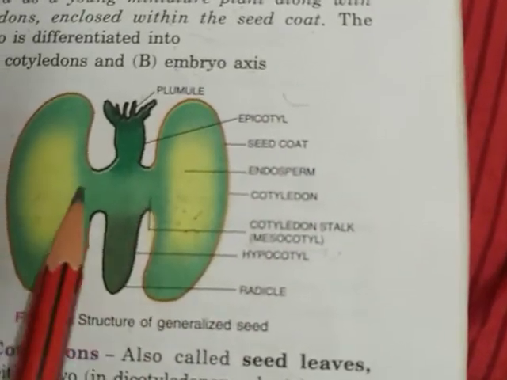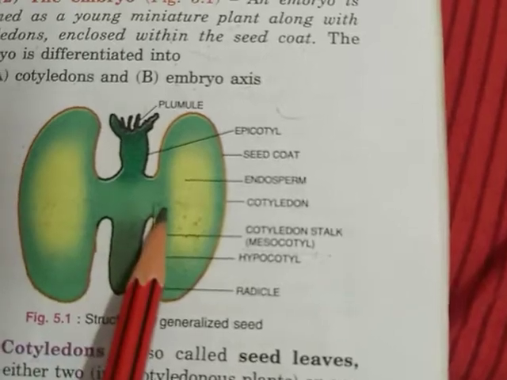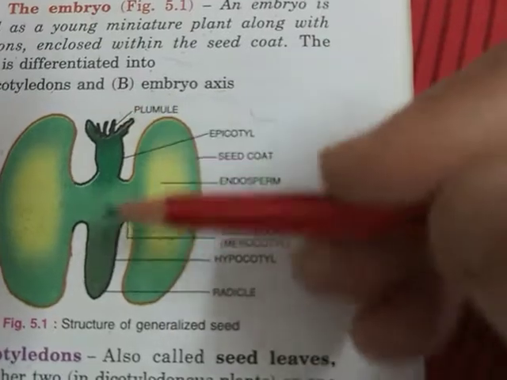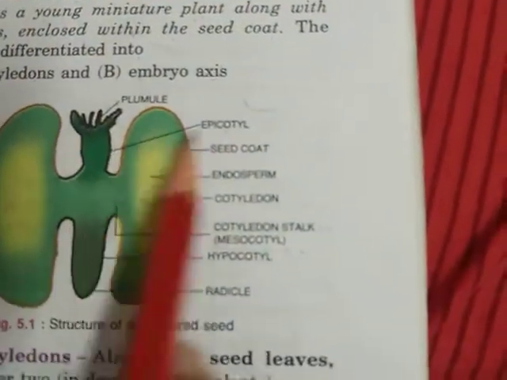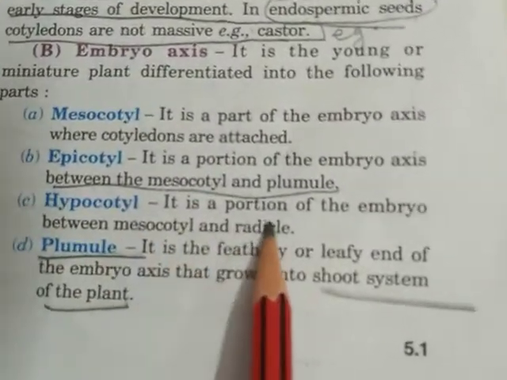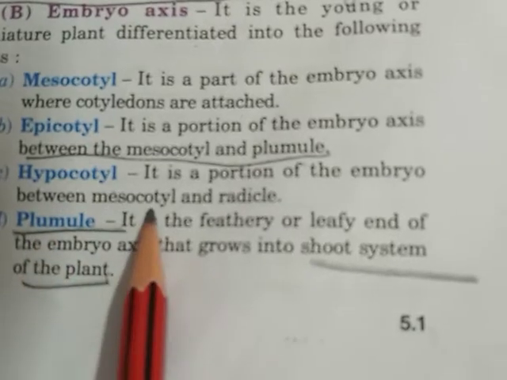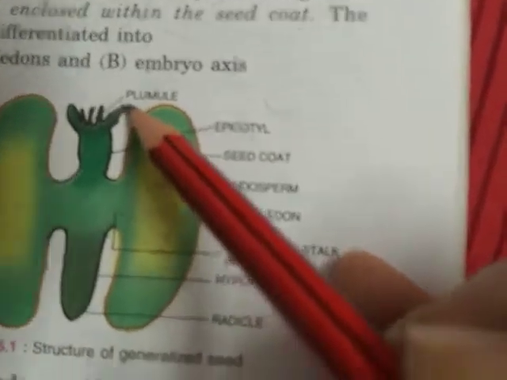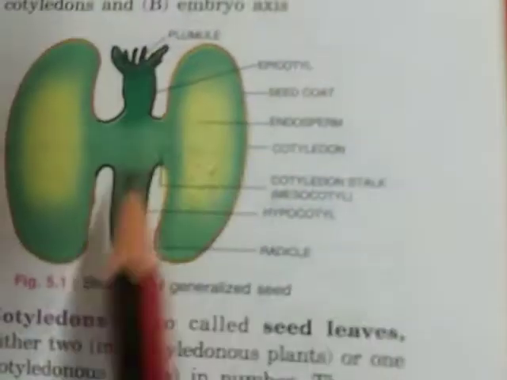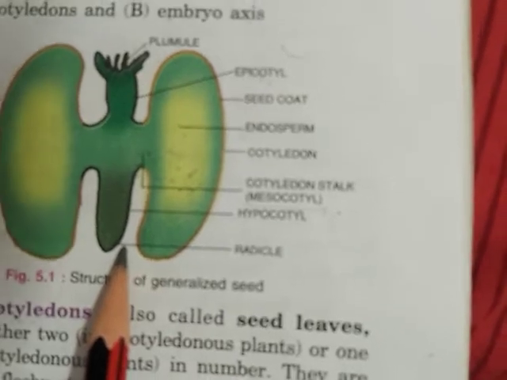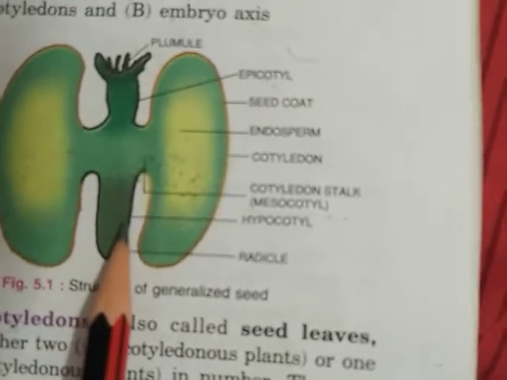This is the mesocotyle, this bridge-like structure. And here is the plumule. So the portion between the plumule and the mesocotyle is known as the epicotyle. Hypocotyle is a portion of the embryo between the mesocotyle and radicle. In the same way, the portion between the mesocotyle and the radicle is known as the hypocotyle.